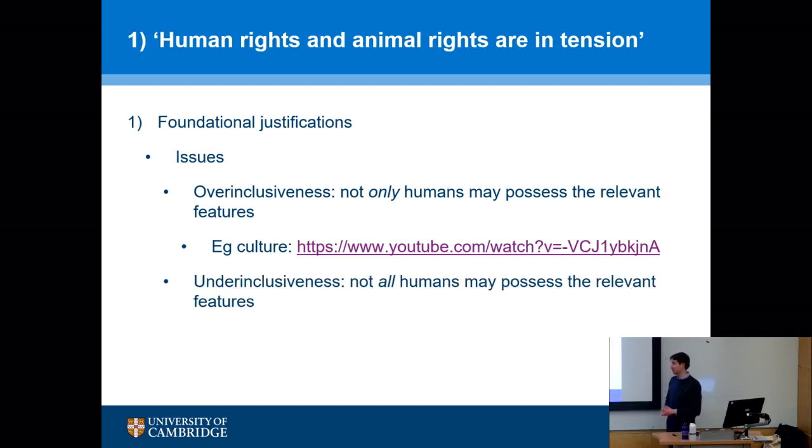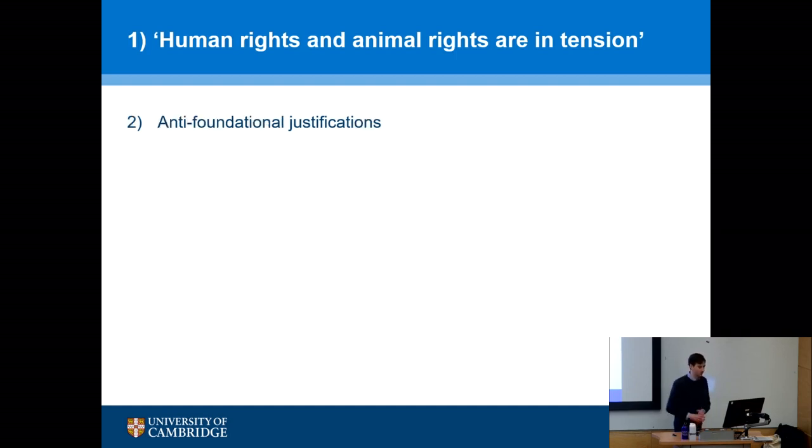There's also the inverse problem, if you like, of under-inclusiveness. You may well find that animals have certain attributes, certain features, but then perhaps not all humans have those relevant features. Take rational autonomy in the Kantian sense. It is very well possible that children, perhaps humans with severe mental disabilities, may not have rational autonomy. So if we ground human rights in that criterion, we may not be able to include all humans.